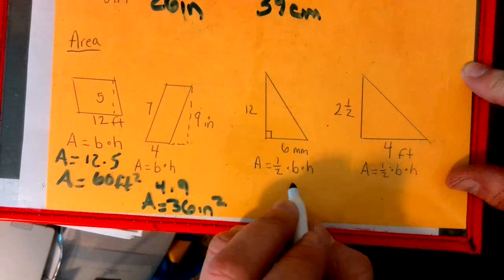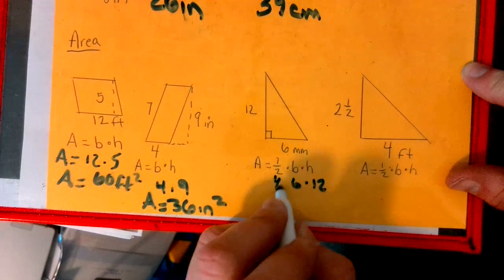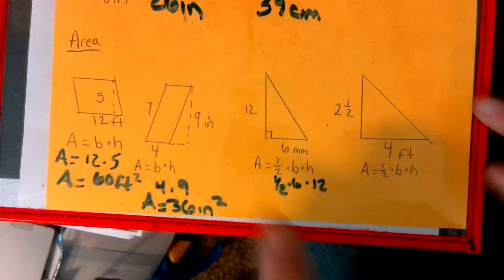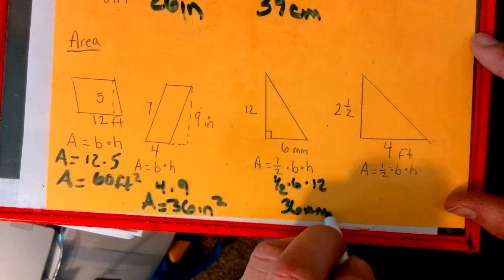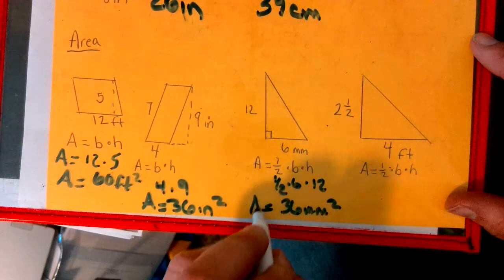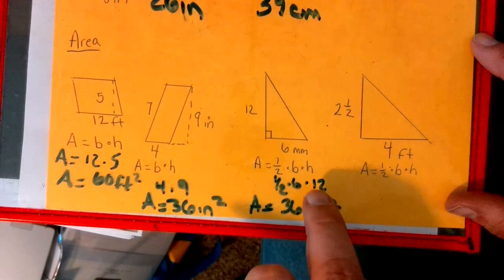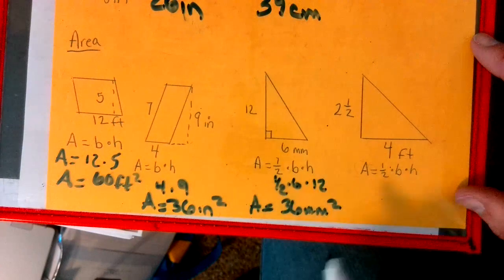So we can put our base in, 6 times 12, and we do a half of that. So we could do half of 6, which is 3. 3 times 12 is 36 millimeters, little 2, because we have a big A. Or we can go 6 times 12, get 72, and then take half of it, which is 36 either way.